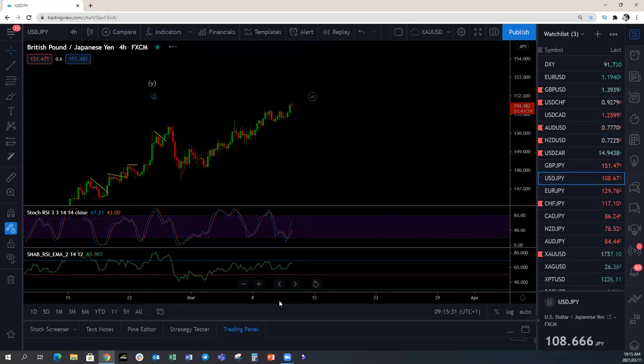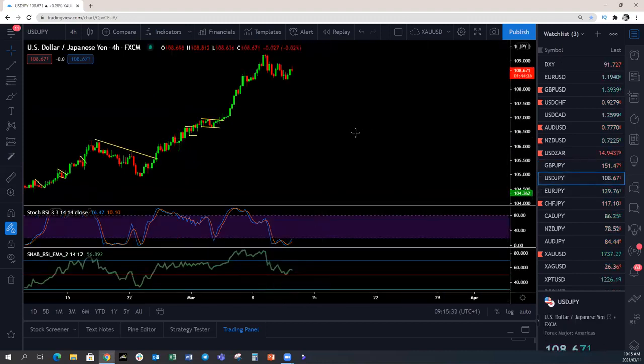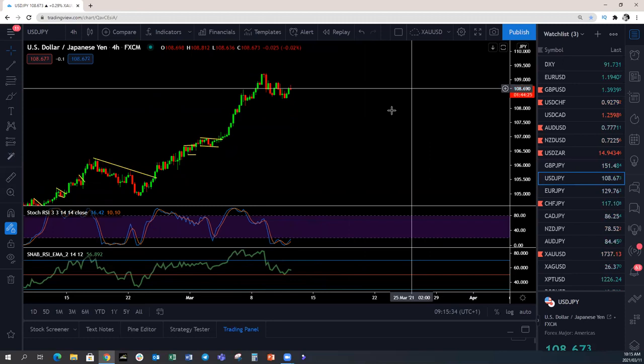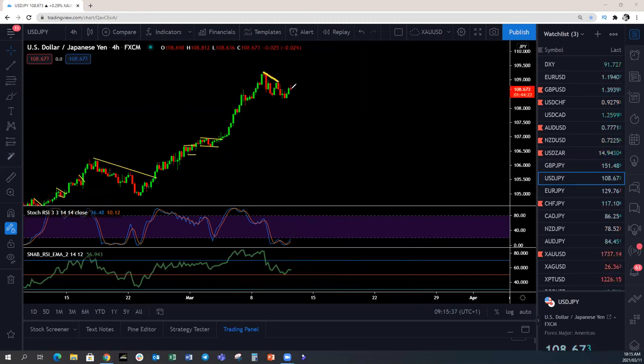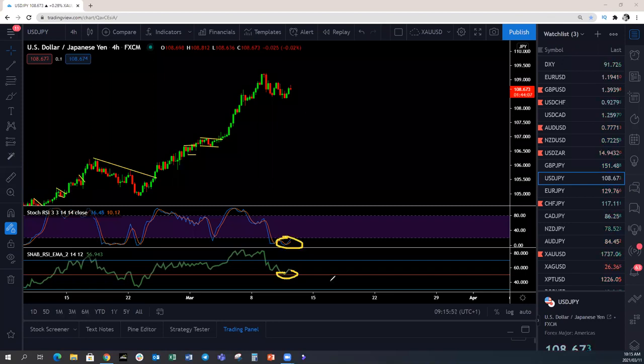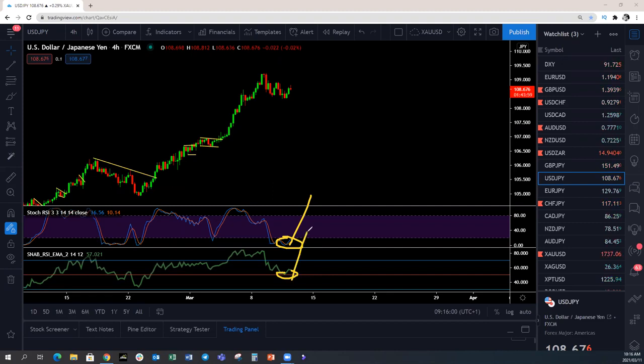US dollar yen. As much as the US dollar is showing some weakness short term, US dollar yen is showing another confirmation for upside. We need to see a candle closing above this to confirm further upside. That's a 3-wave pullback on the 4-hour. We are at the bottom. So we'll be looking for further upside.